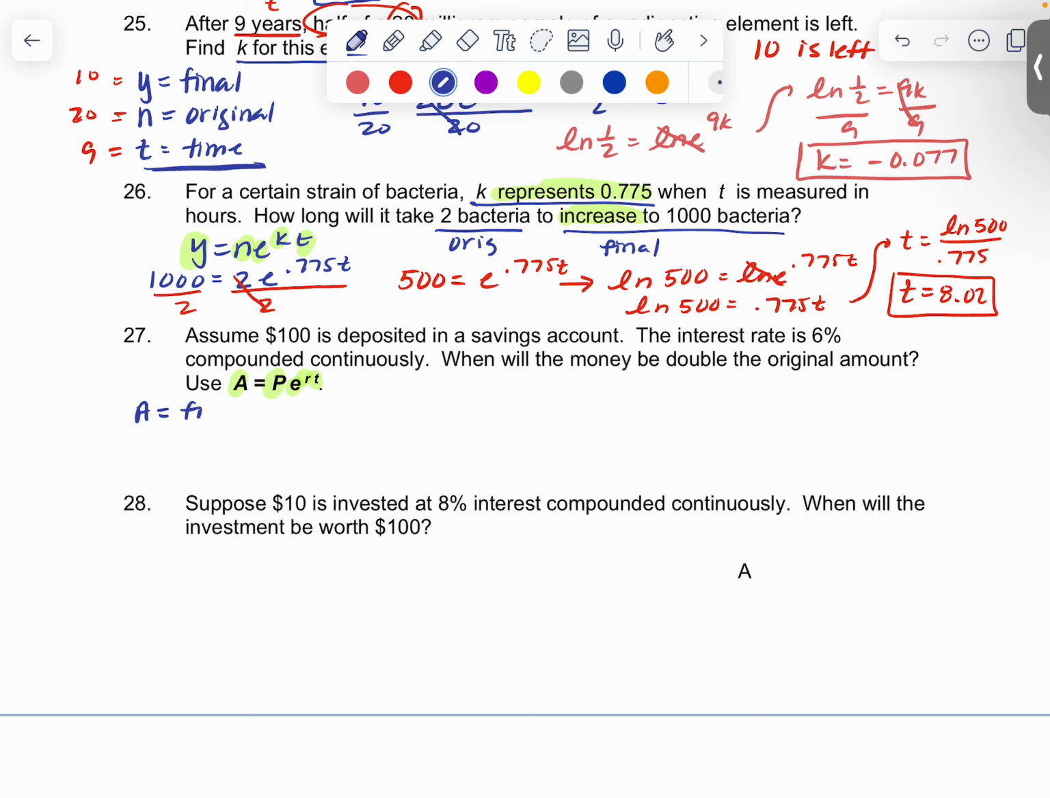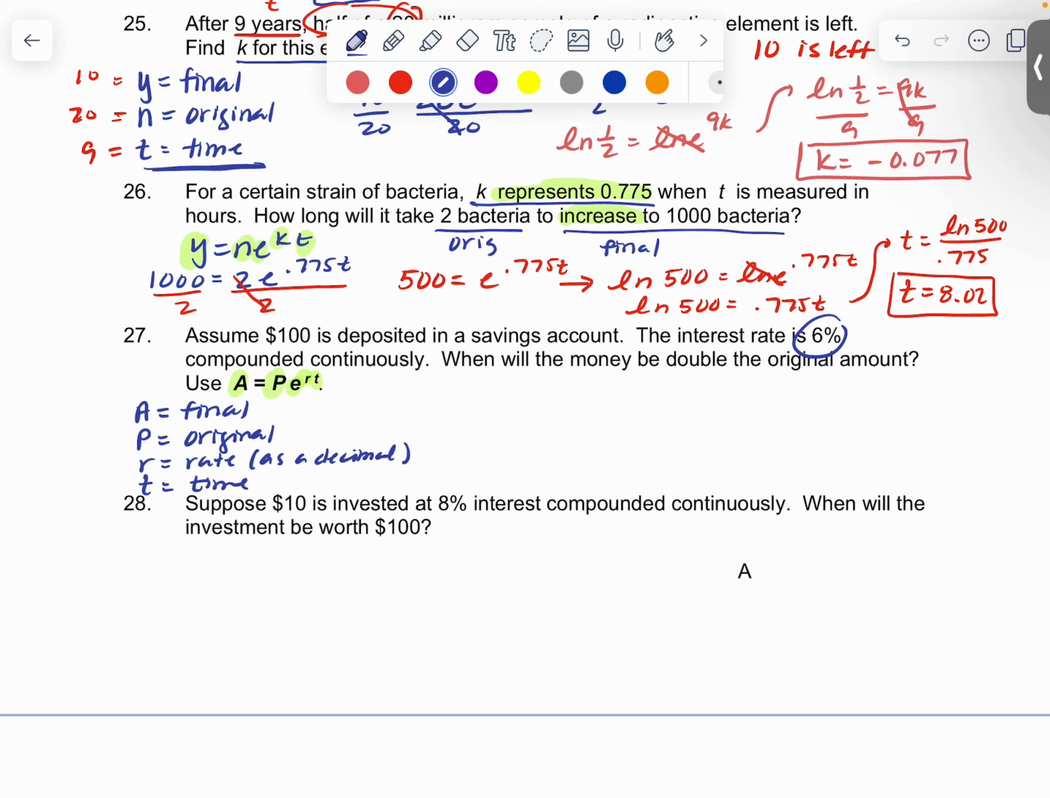A means your final amount. P means the original amount. The R is the interest rate. And this one's an important one: it has to be as a decimal. They are always going to give it to you as a percent, like notice there's 6%. You need to change that to a decimal. We'll talk about that in a minute. And then the T is still your time.